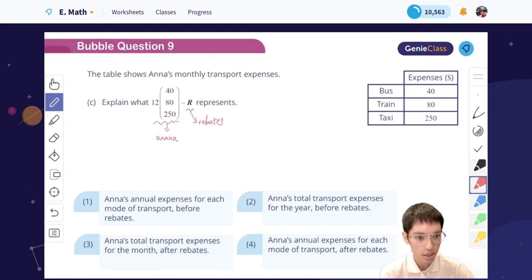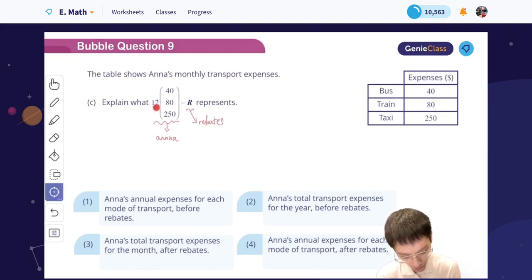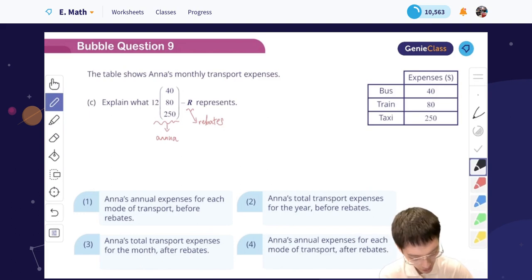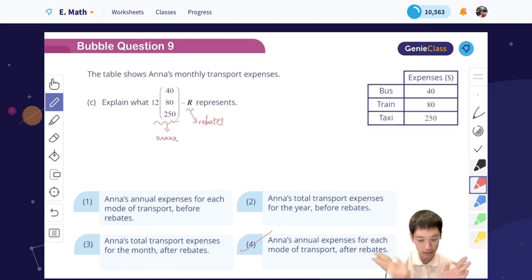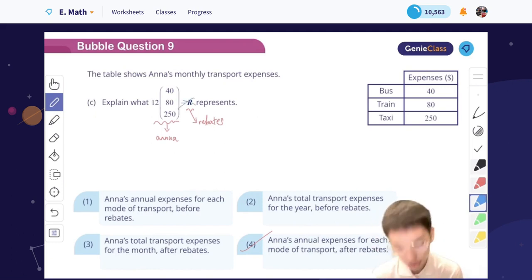So what happens is, now you realize how this works. Annual expense for each of the modes of transport minus the rebates. So that's why it's number 4. Some of you said 3 or 1. Take note, 3 is not total. I'm not adding them up. Lastly, number 1 is not before rebates. If it's before rebates, this will not be here. So take note.